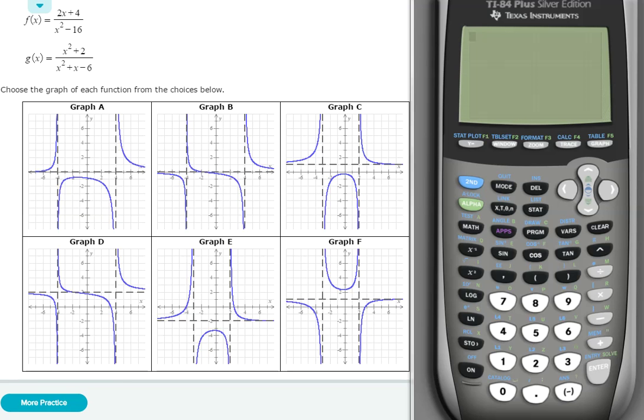Here we're going to look at trying to match some functions with the graph. So first thing I would look at is the asymptote. So let's focus on this one. Since this factors to (x + 4)(x - 4), a difference of squares, I know there should be a vertical asymptote at -4 and 4.